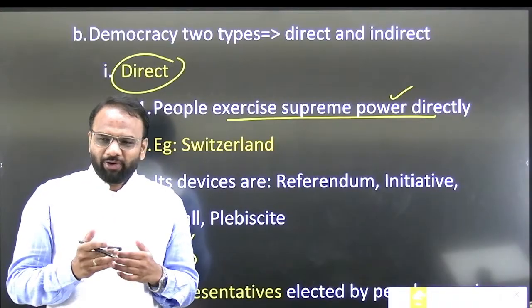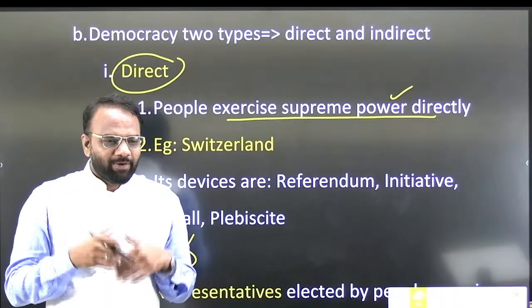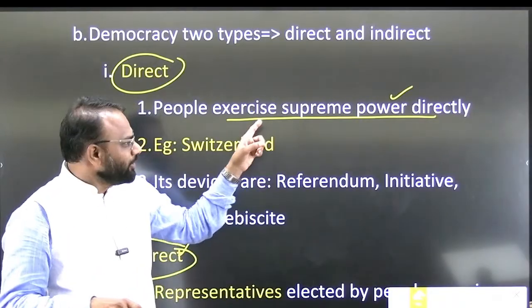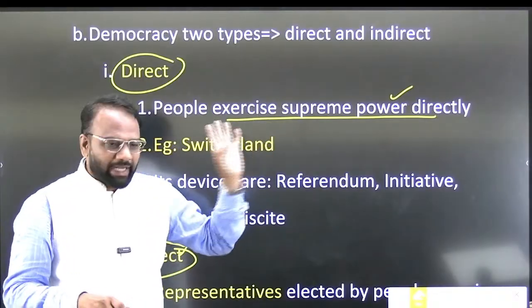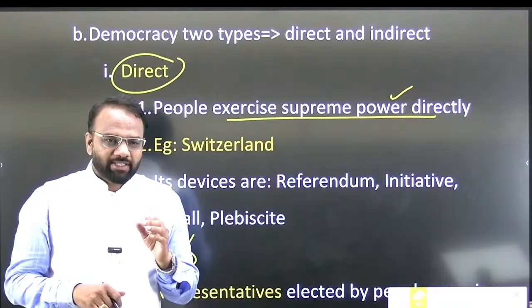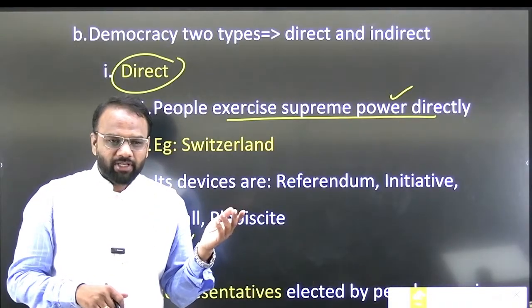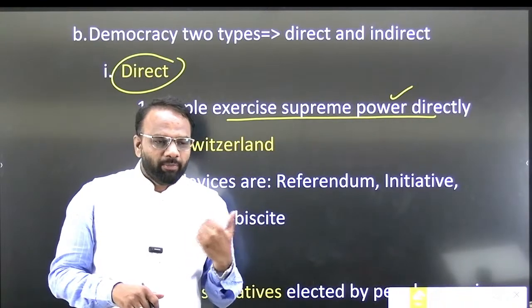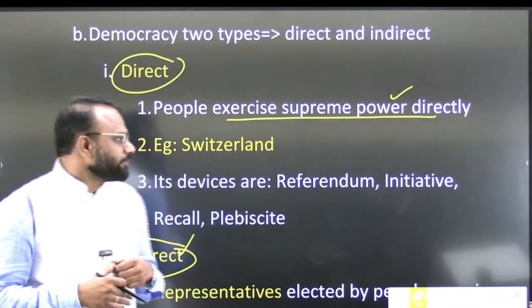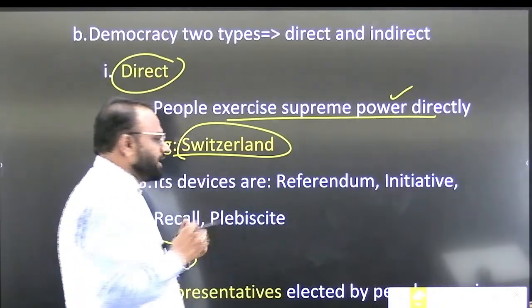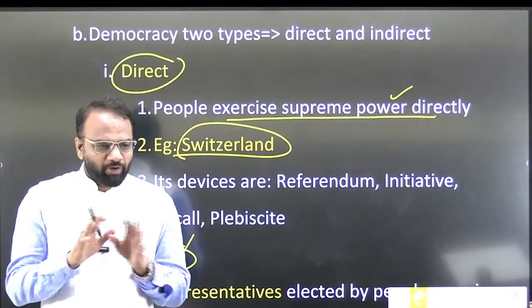We have not yet gone to that extent because ours is not a direct democracy, ours is an indirect democracy. In direct democracy, people exercise the supreme power directly. Where it is possible, when the population is very small, there we can go for direct democracy. But for a vast country like India, it will be very difficult for us to maintain that kind of direct democracy. An example is Switzerland. How exactly they follow it, we shall not worry about.